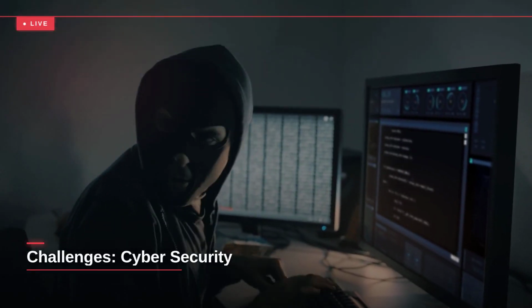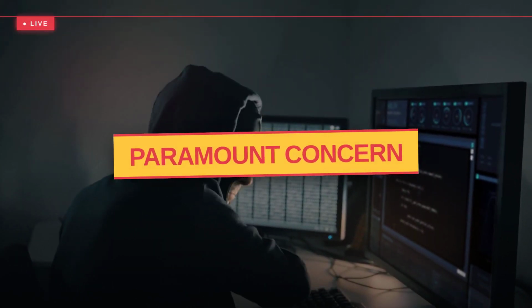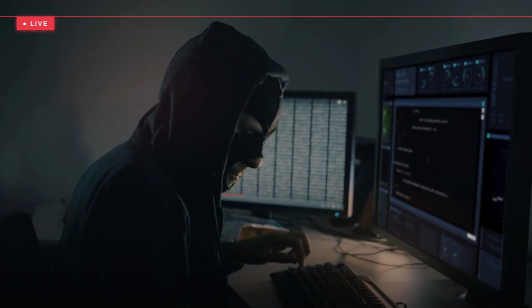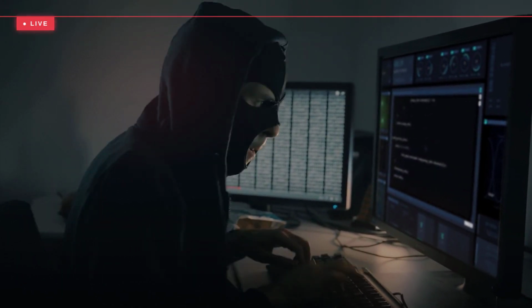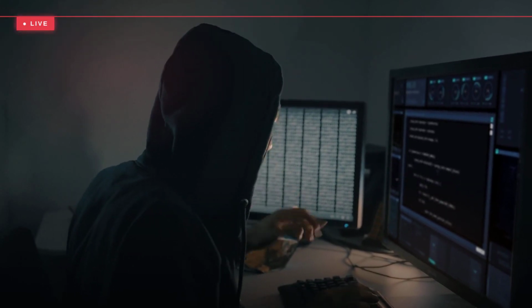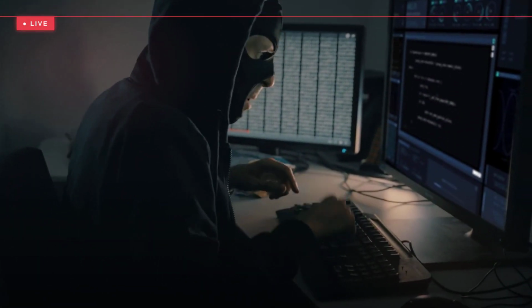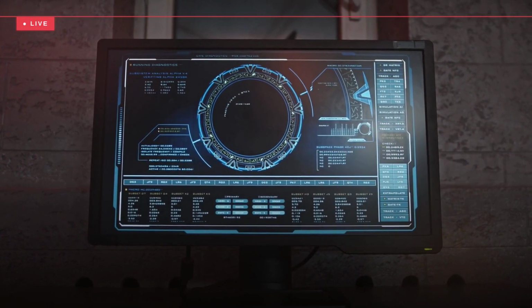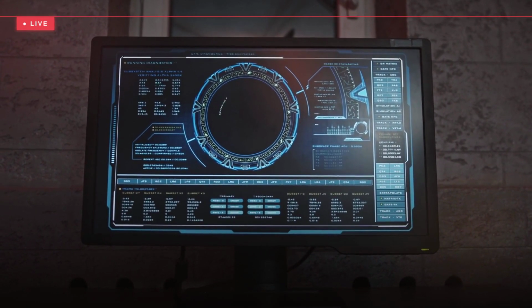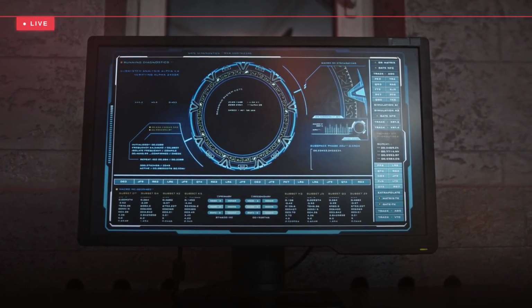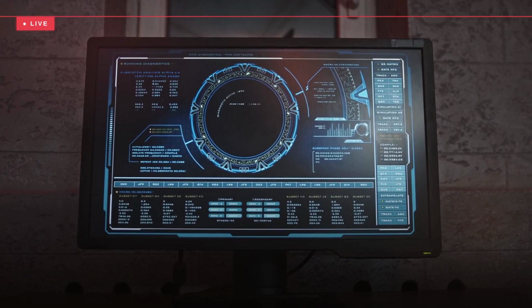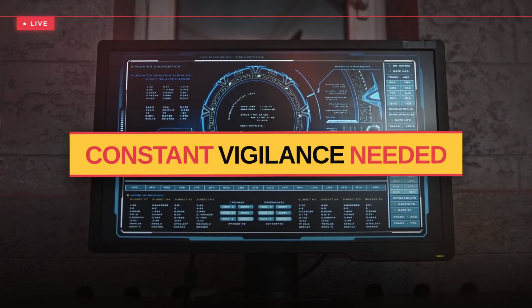With increasing digitalization comes heightened risk. Cybersecurity is a paramount concern for the global financial network. Financial institutions are prime targets for cyber attacks, which can lead to massive financial losses, data breaches, and a loss of public trust. The interconnected nature of global systems means a vulnerability in one part of the network could potentially have widespread repercussions. Banks and financial regulators invest heavily in advanced security measures, encryption, and threat detection systems to protect these vital networks. Safeguarding these systems is an ongoing, evolving battle that requires constant vigilance and innovation.